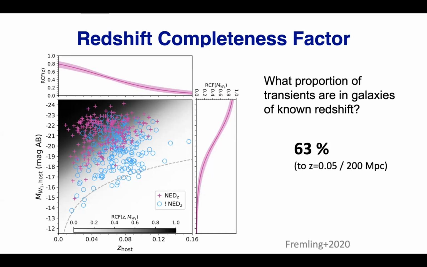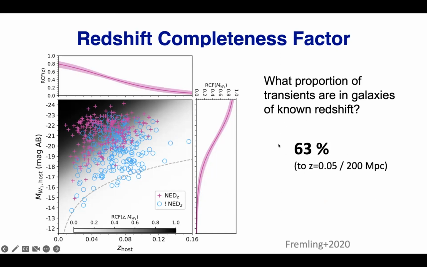So we can address this question by doing this in reverse. We take a sample of known transients and we match them up to galaxy catalogs, and we just quickly calculate what fraction of those transients are actually in galaxies of known redshift. And so out to 200 megaparsecs, or a redshift of about 0.05, which corresponds more or less to the typical LIGO volume for reasonably well localizable transients.